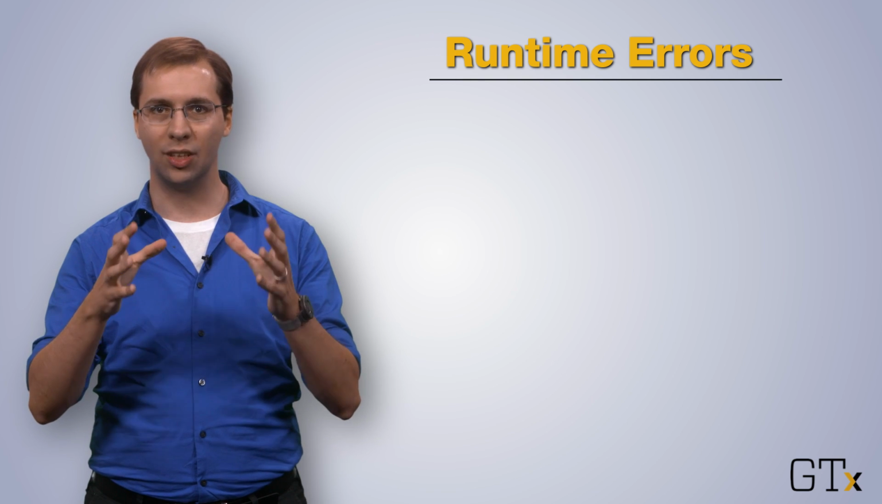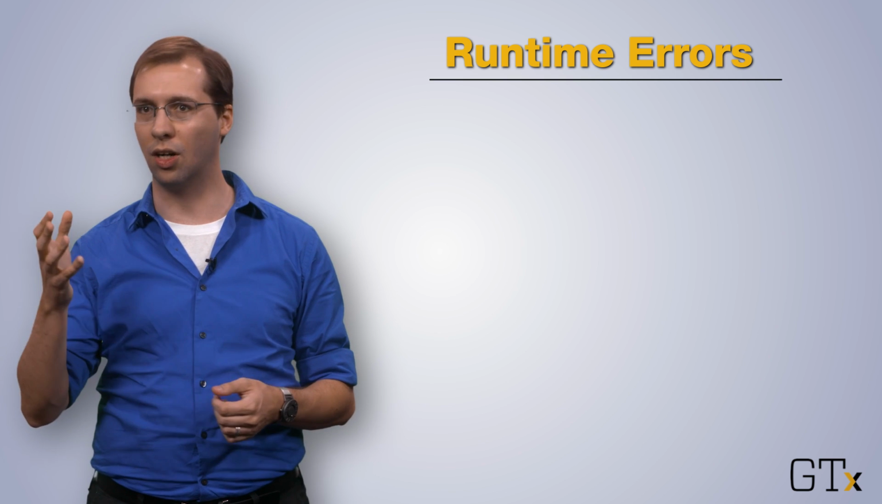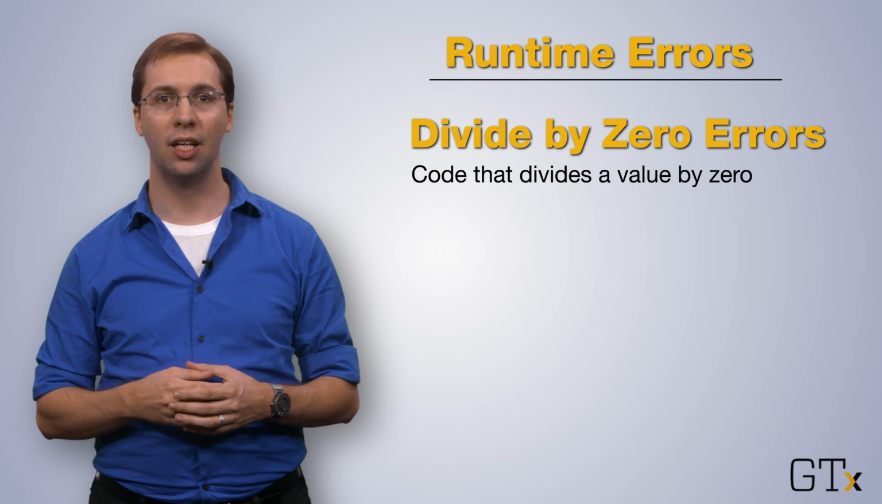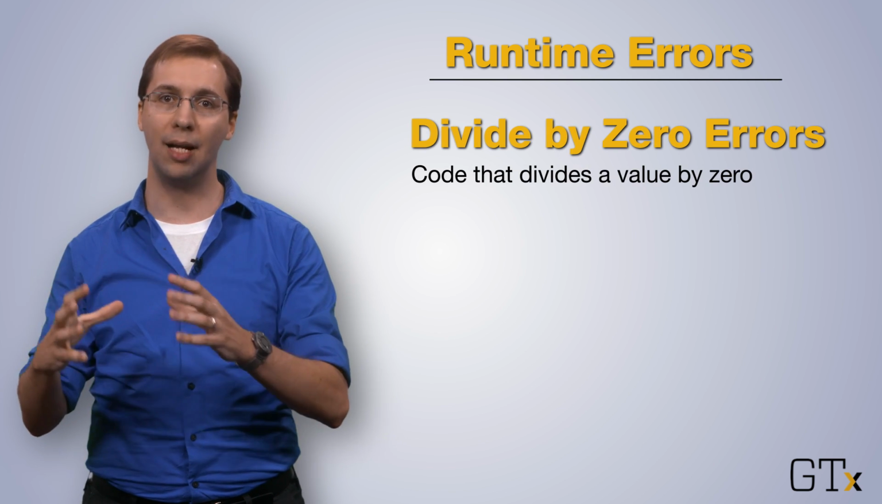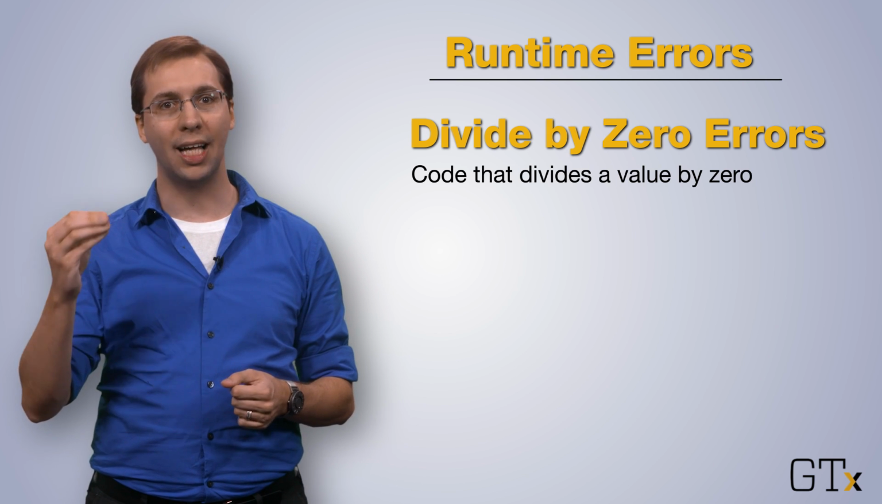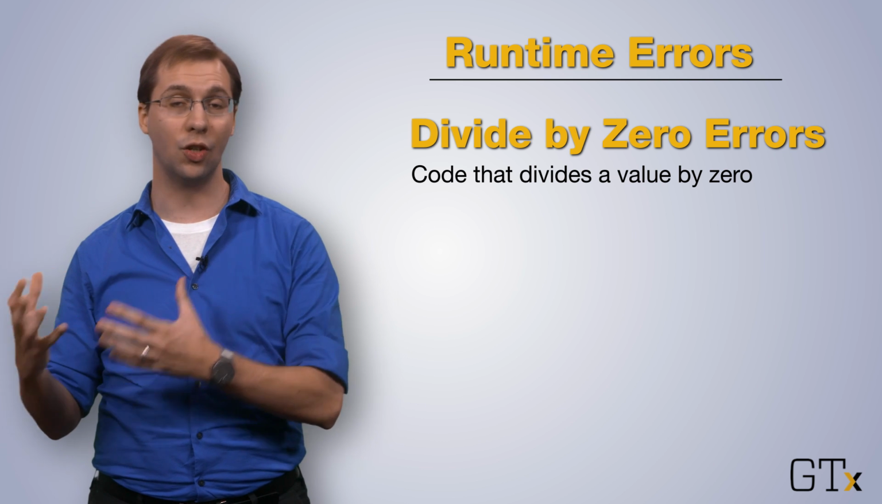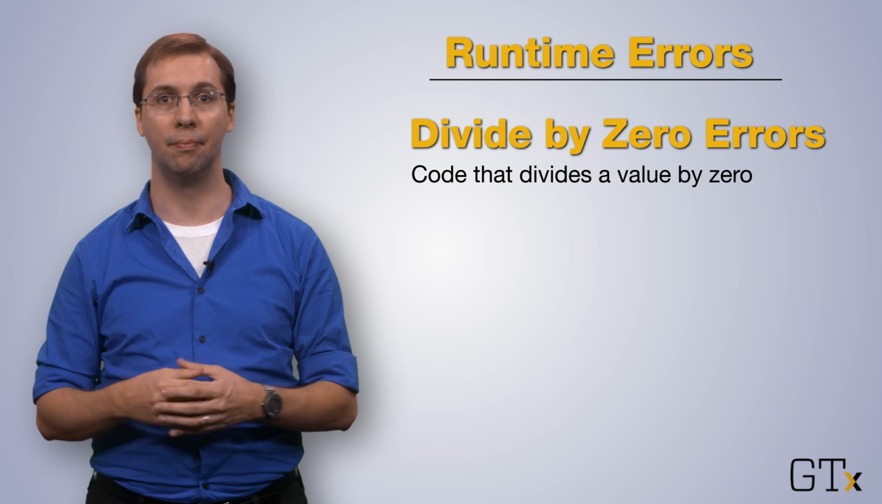So here are some of the common runtime errors you'll encounter. First, there are divide by zero errors. Your code contains a number being divided by another number, but when those numbers actually have values, it turns out you're trying to divide by zero, which you can't do.